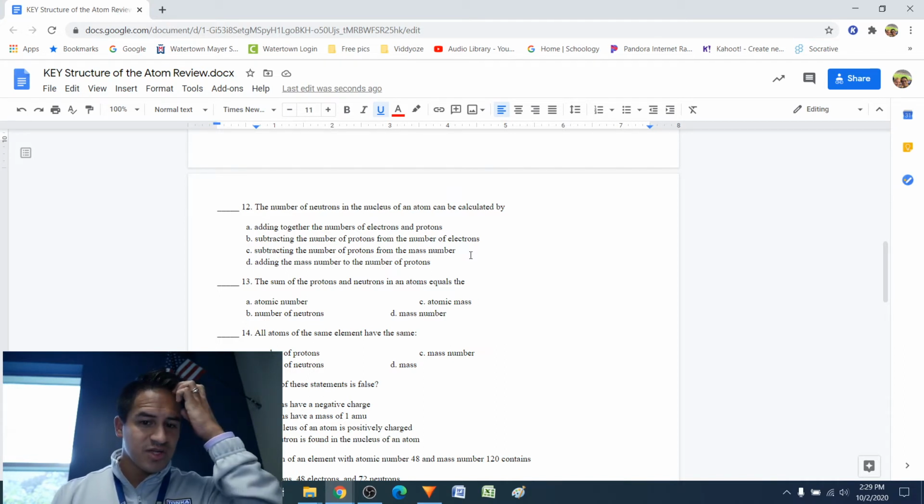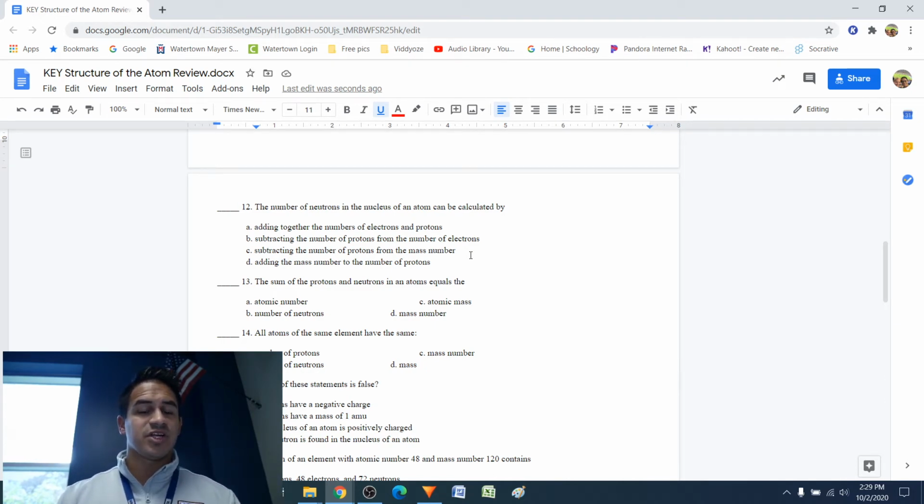Number of neutrons in the nucleus can be calculated by subtracting the number of protons from the mass number. That is correct, right? So remember, the mass number is protons plus neutrons. So if you subtract the number of protons from the mass number, you're going to be left with just the number of neutrons. So this is going to be letter C for our choice.